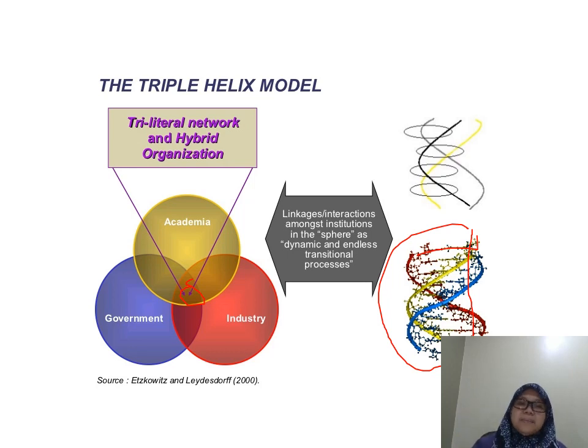I mean, the main important point for you to understand from this triple helix model is that you have the statist model. Initially, you have a statist model where the government controls the innovation activities. Industry is the main key player for innovation, whereas the academia just does their work in teaching and education.